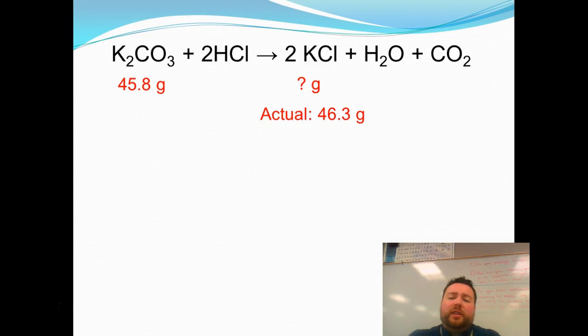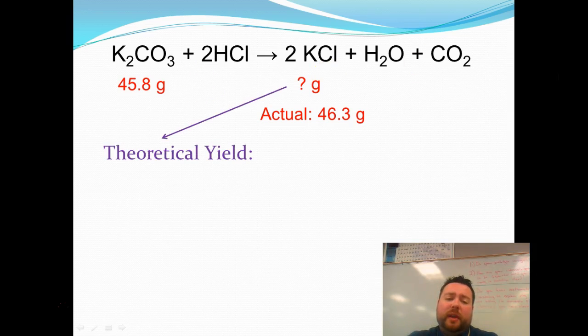Okay, so here's our same balanced equation with that information on there. So our actual and our unknown and the amount of reactant that was provided to us, the potassium carbonate. And so we can set this up just like we've done every other stoichiometry problem. So we're going to start with what we know, which is our 45.8 grams of potassium carbonate. Okay, so in order to determine that theoretical yield, we'll take that information and put that down.